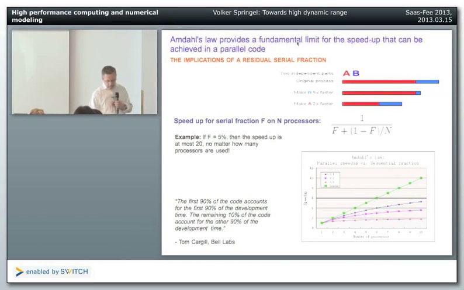Yeah, and there is a bon mot here from this guy, Tom Gargill. He said, the first 90% of the code accounts for the first 90% of the development time, but the remaining 10% account for the other 90%. And that sort of just says that once you get down to this residual serial fraction, this is going to be the hard part, where you may spend disproportionate amounts of time and make no progress.